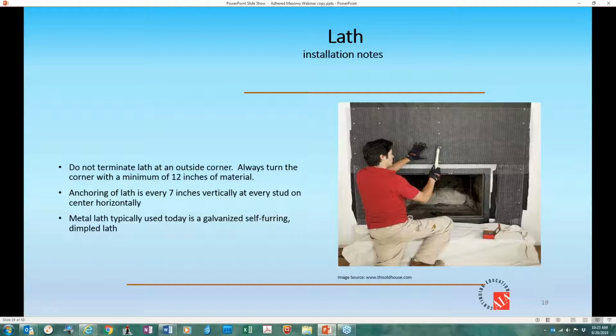So I make the rule that you're going to go 6 inches, not 7, vertically at every stud and never in between a stud, because what will happen is that will pop out over time. Lath can terminate at an inside corner, but it can't at an outside corner unless you're going to use specialty products. So you have to turn the corners 12 inches each way for the proper lath attachment.